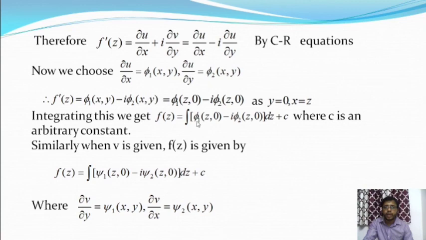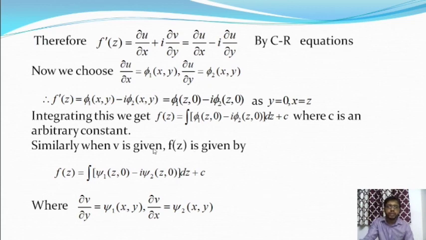Okay, where phi 1 and phi 2 are the given functions. So phi 1 is equal to del u del x and phi 2 is equal to del u del y. So phi 1 and phi 2 are the two partial derivatives of the function u, with respect to x and y. Okay, where c is an arbitrary constant. We are going to find f of z without finding u.